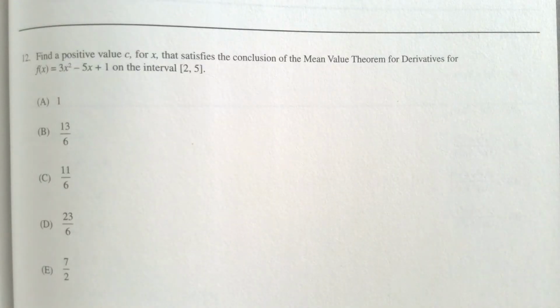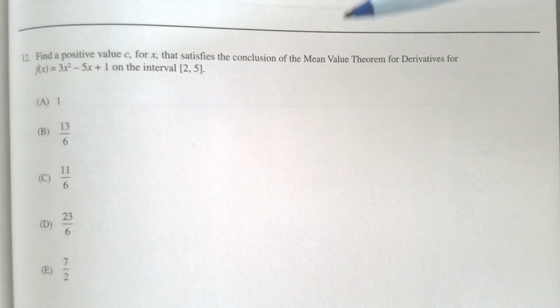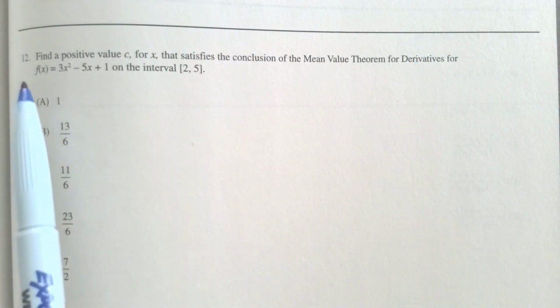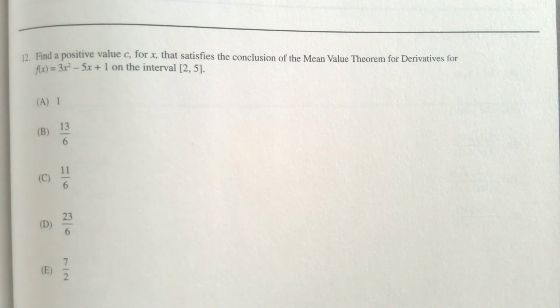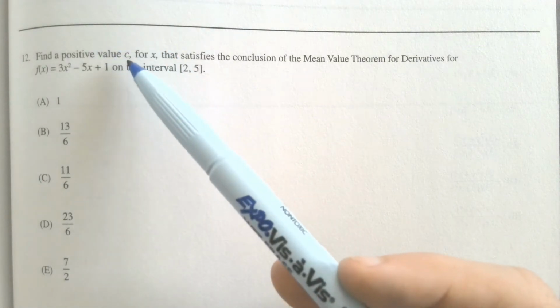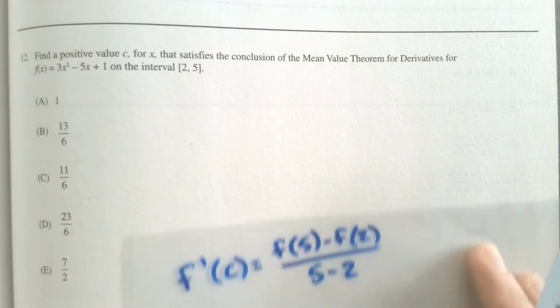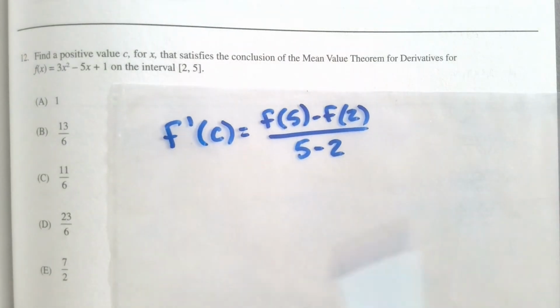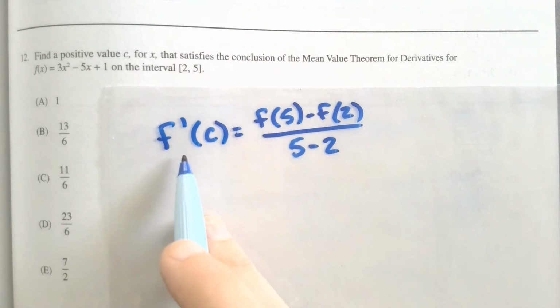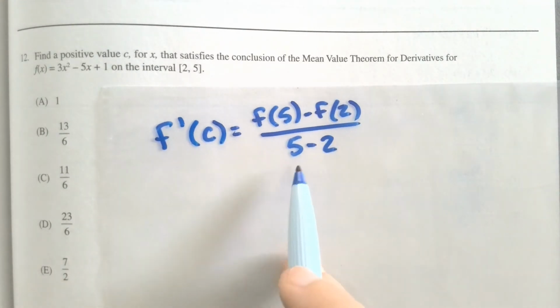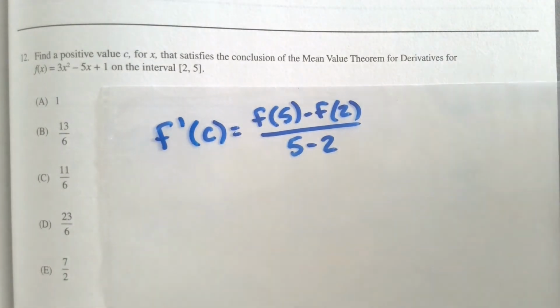Our next example is more direct. It's asking us to find the value of c that satisfies the conclusion of the mean value theorem on f of x, which gives us a parabola here, for the interval 2 to 5. So we have to be careful here that we're not only using the mean value theorem, but we're in the end looking for that value of c. So that means we're looking for what is that x value that gives us the same instantaneous slope as we have as a slope over the interval 2 to 5.